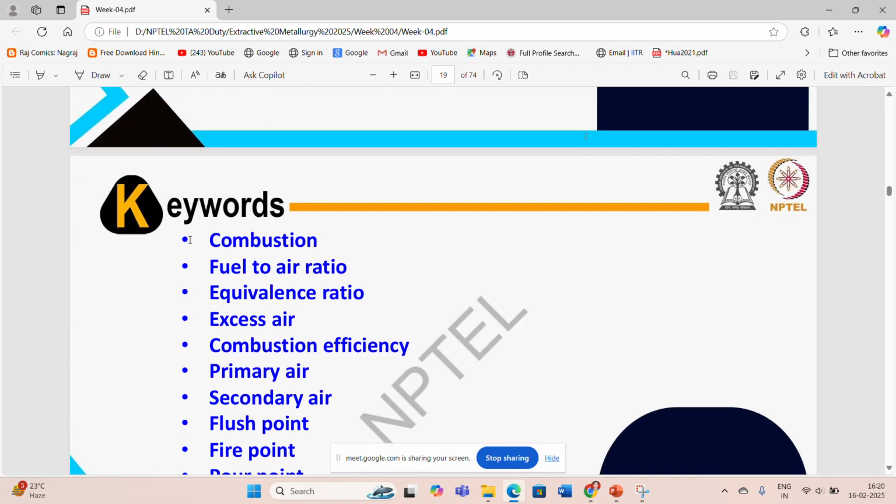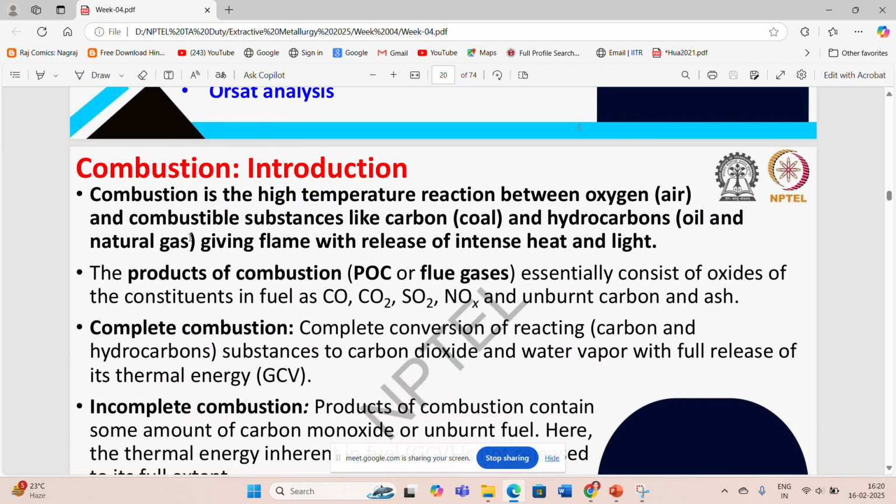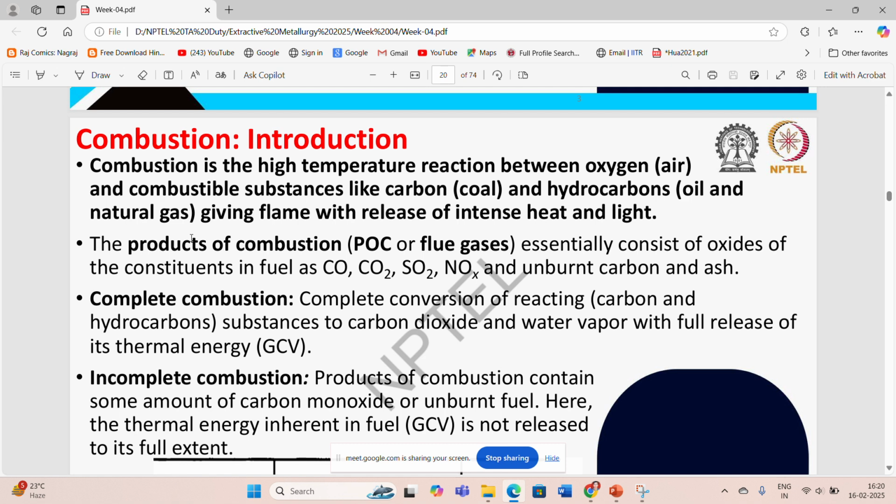Then coming to the next lecture. Now we will talk about the combustion process. Combustion is the high temperature reaction between oxygen and combustible substances like carbon and hydrocarbons, oil, and natural gases, giving flame with release of intense heat and light.